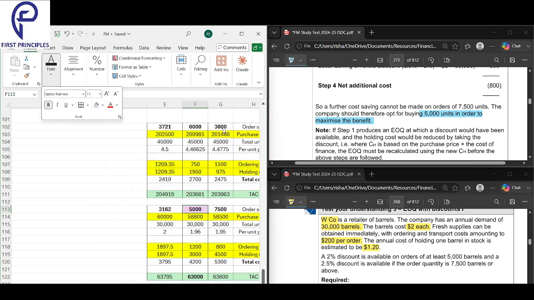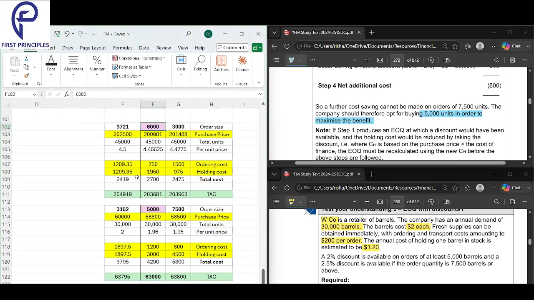5,000 units. In this case, we would have gone for 6,000 units. That is your answer. The one which you should go for: in the first case, you should go for 6,000 units. Second case, you should go for 5,000 units.